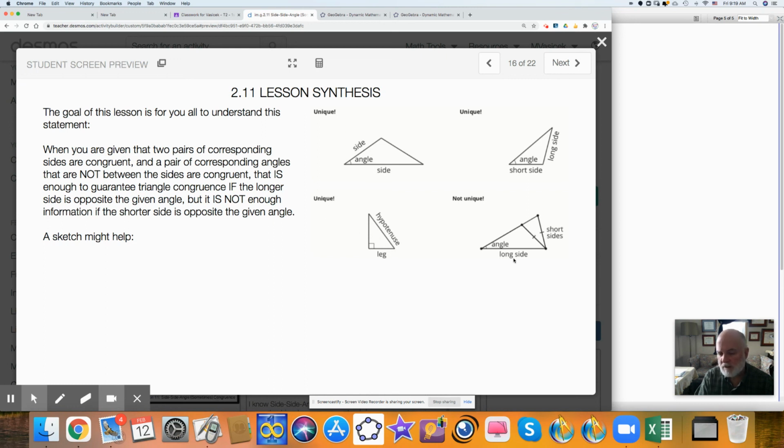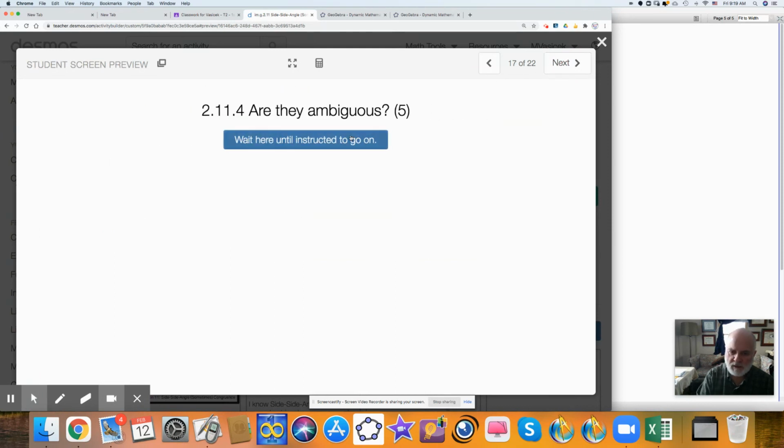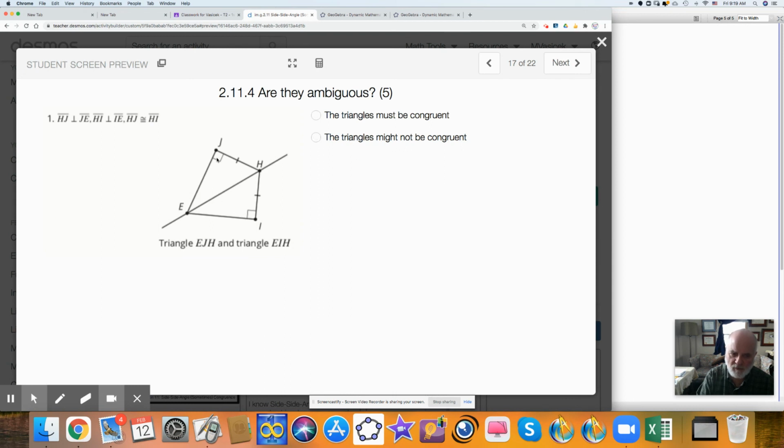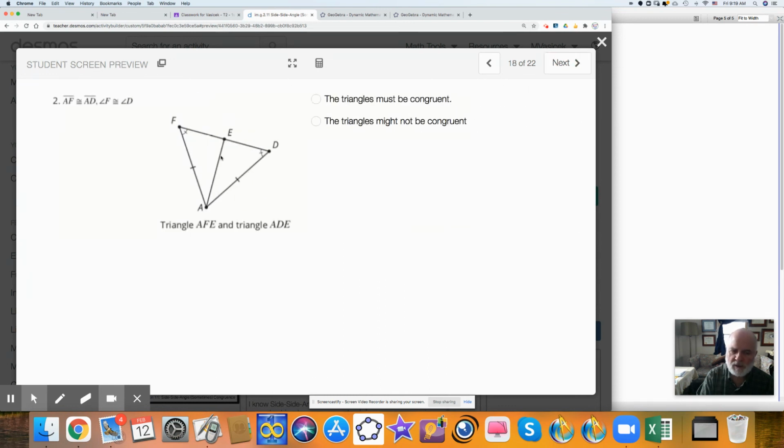When it's not guaranteed is when the longer of the two given sides is shorter than the side that is opposite the given angle. This is explained in this situation. Here we have a right angle. The hypotenuse is going to be the longest side. It's opposite, the side that would be given. This is non-ambiguous.